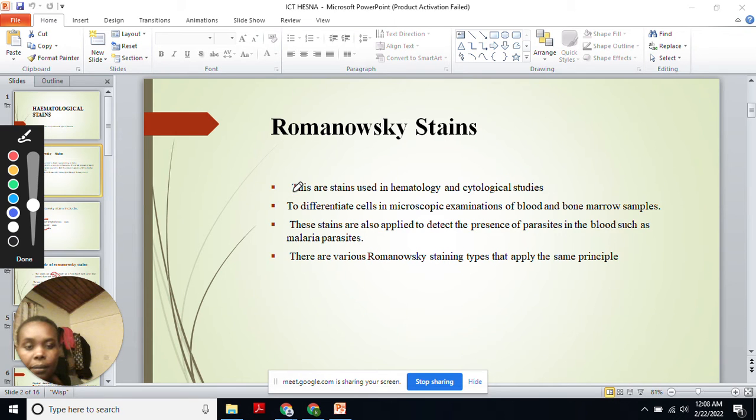These stains are used in hematology and cytological studies to differentiate cells in microscopic examination of blood and bone marrow samples. These stains are also applied to detect the presence of parasites in the blood, such as malaria parasites. There are various Romanowsky stain types that apply the same principle.